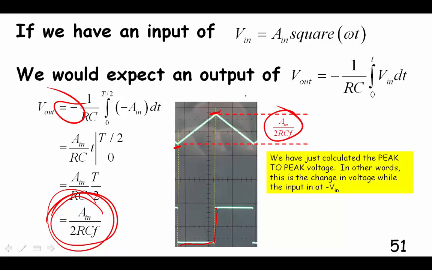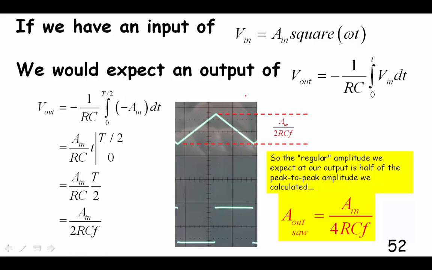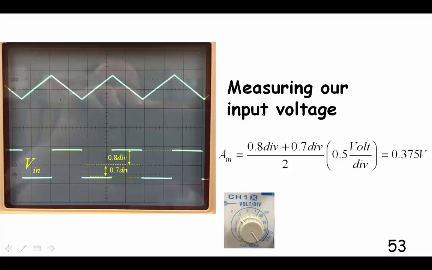So that's the peak-to-peak amplitude. If we want to find the actual amplitude that we're used to measuring, which goes from the center line to the peak, then we just divide this number by 2, and so that's why that's 4 instead of 2. So now we've got our equation for the amplitude of our sawtooth that we would expect. Let's measure what we get and see if it jives.